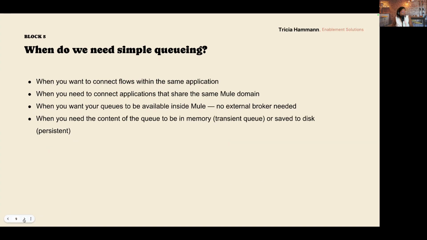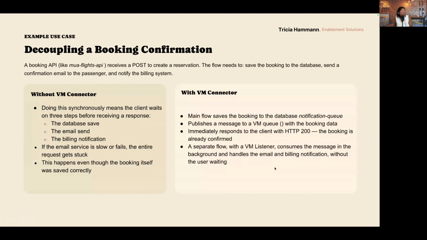Now, there is an example use case that I would like to mention here, because so far it's a lot of theory, and I also know that because of the quantity of knowledge, it's very difficult to know what she is speaking about. So the use case is decoupling a booking confirmation.